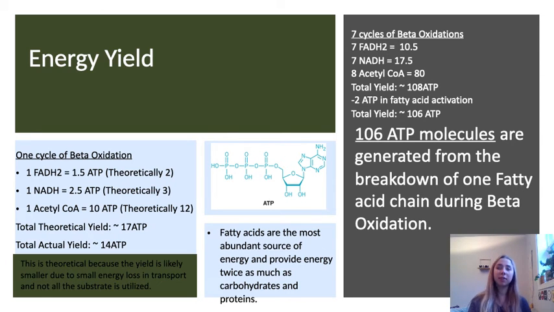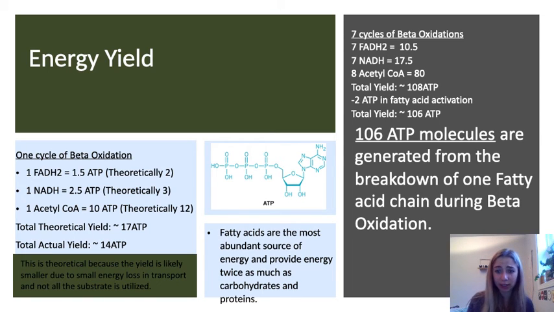Energy yield. Through that whole process of beta oxidation, as you can see over there, I have the 1 cycle of beta oxidation. 1 cycle of beta oxidation is going to create 1 FADH2, 1 NADH, and 1 acetyl-CoA. So theoretically, FADH2 is going to produce 2 ATP, NADH is going to produce 3, and acetyl-CoA is going to produce 12. But this is theoretical because it is likely going to be a lot smaller due to energy loss in transport and not all the substrate being utilized in the reactions.